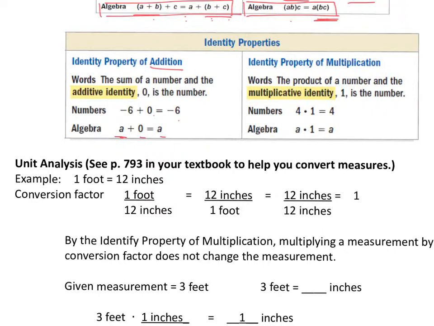And for the identity property of multiplication, in words, it means the product of a number and the multiplicative identity 1 is the number. So numerically, 4 times 1 will still be 4 itself, and algebraically, any variable A times 1 is still the variable A itself.